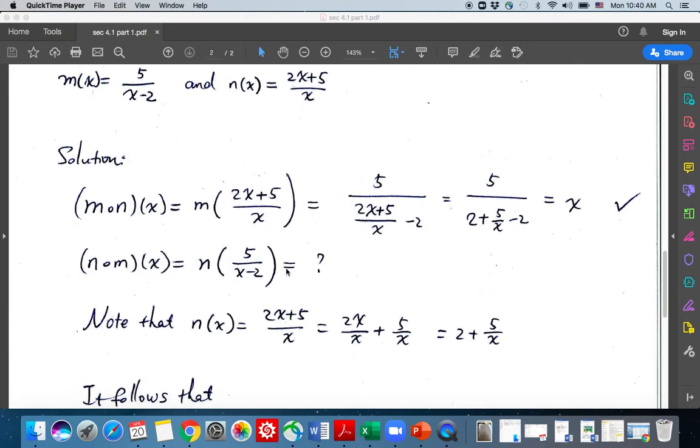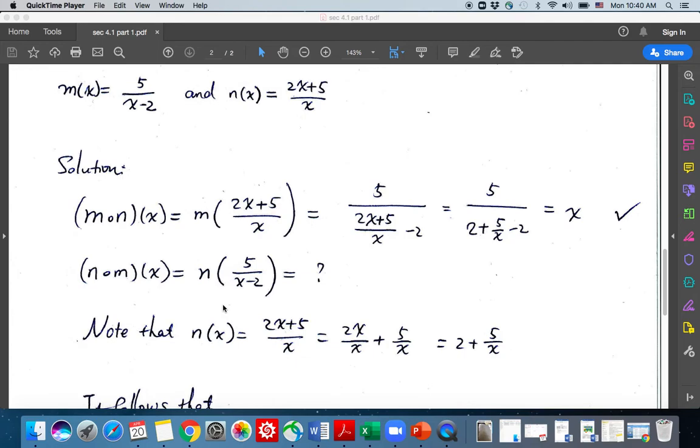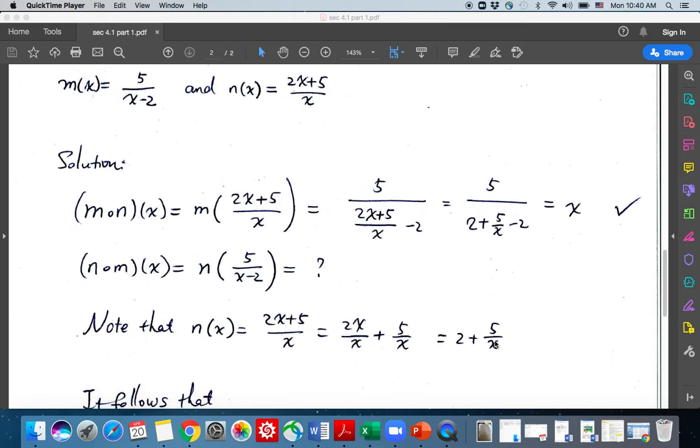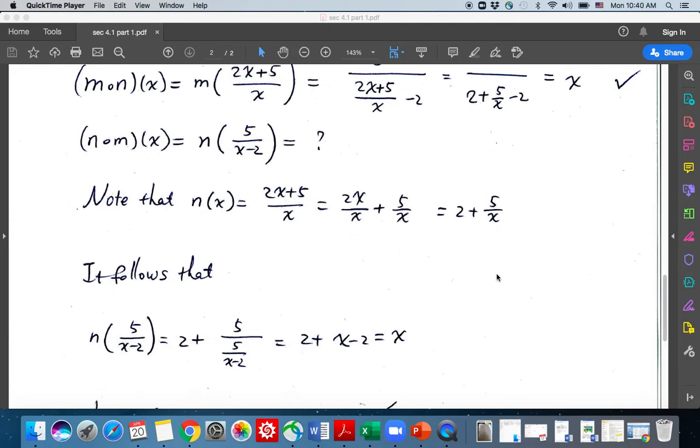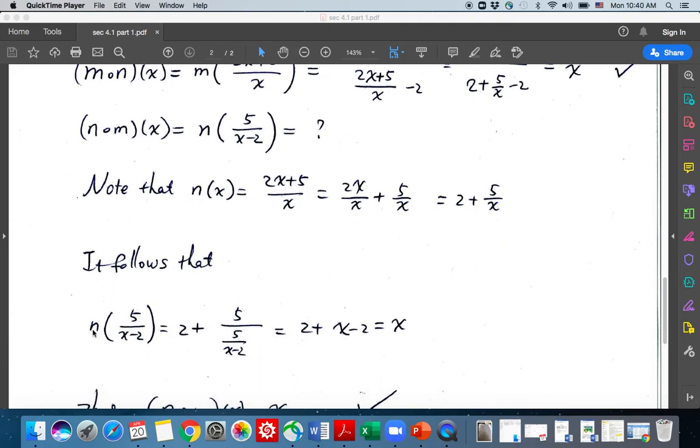So I'm going to start with simplifying the formula for n. So n of x equals (2x plus 5) over x. I divide x into each of the terms in the numerator. That gives me 2 plus 5 over x. Now I'm going to substitute the formula for m into x. That's going to give me n of 5 over (x minus 2) equals 2 plus 5 over this whole thing.